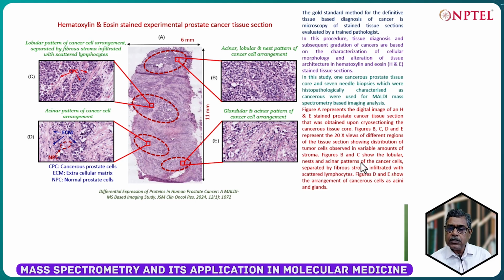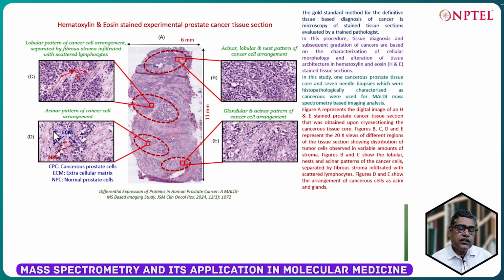So this labeling is obviously completely pathological terminology, and the mass spectrometrist has nothing to do with it. I am stating this as it is labeled by the trained pathologist. But still, if we look, we can see that all these are cancer cells. By the way, in the cancer cells the nucleus is larger in size, and these are the cancerous prostate cells, CPC.